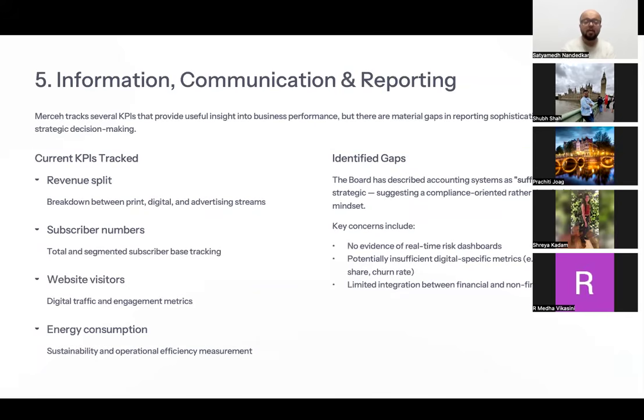Right now, the last aspect is information, communication, and reporting. The current KPIs are tracked. There is an analysis of the split between print, digital, and advertising. You are looking at subscriber numbers, website visitors, and energy consumption. But the board has described accounting systems as sufficient rather than strategic. Sufficient means that today, wherever we are standing, we are more or less okay with that, but are we really prepared for the changes that are going to happen in the future? Evidently not.